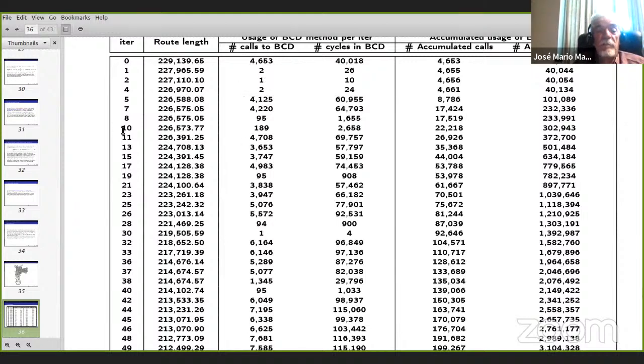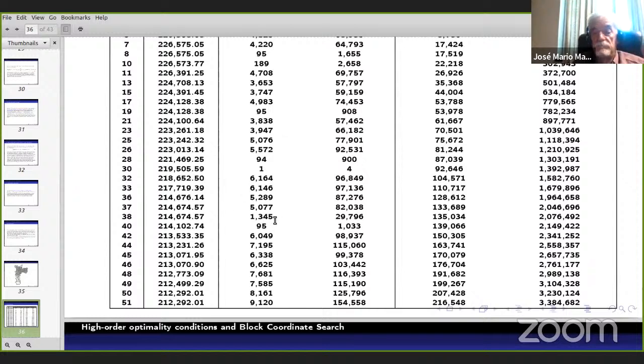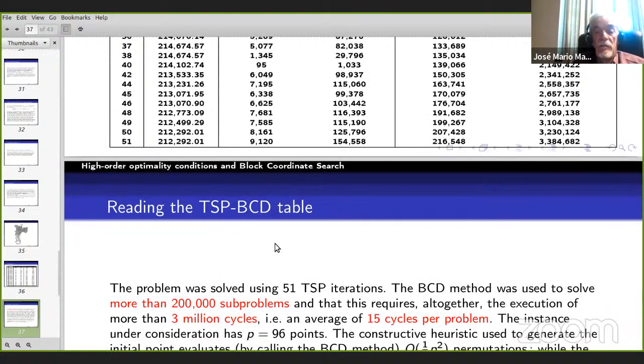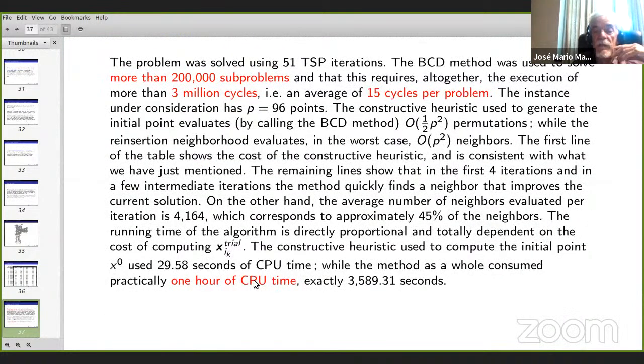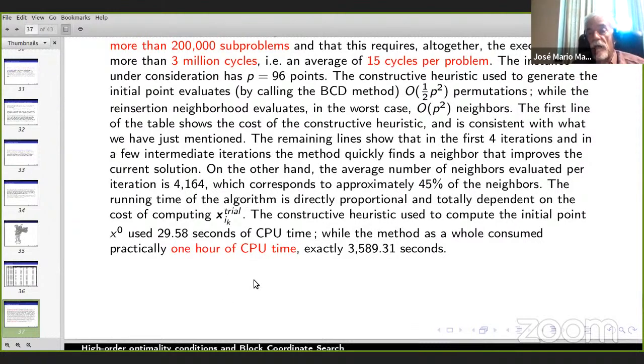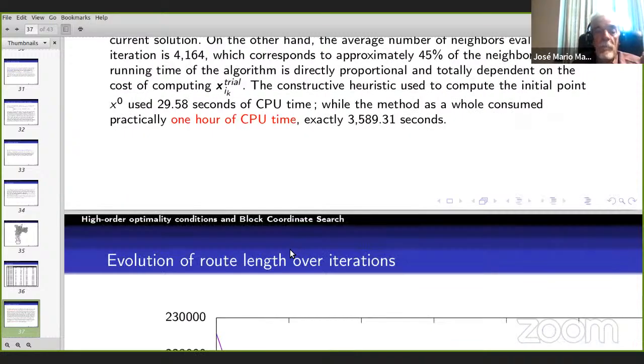And this is, for each TSP iteration, the number of calls to BCD that we need. And this is the number of cycles of the BCD. All these numbers are computed here. We arrive at a reasonable solution in 51 TSP iterations. The solution has 212 kilometers. The important thing is that this whole problem used essentially 1 hour of CPU time.